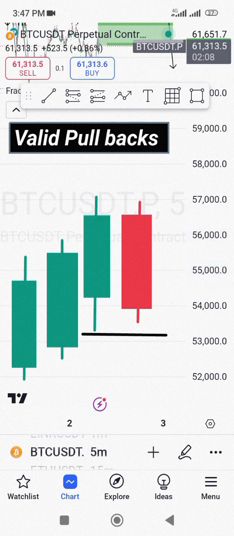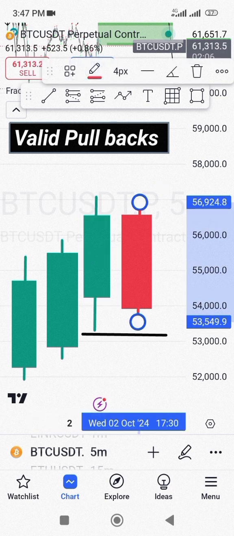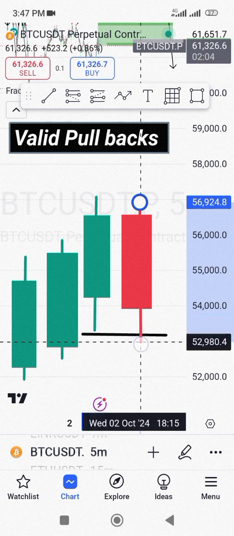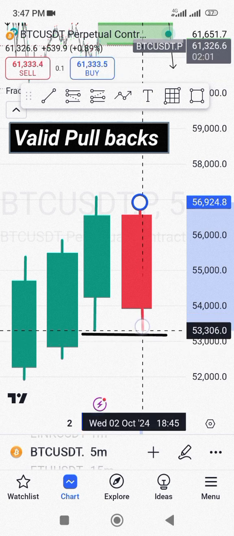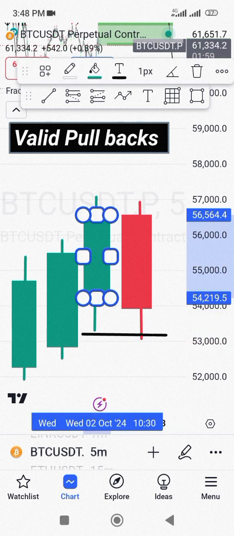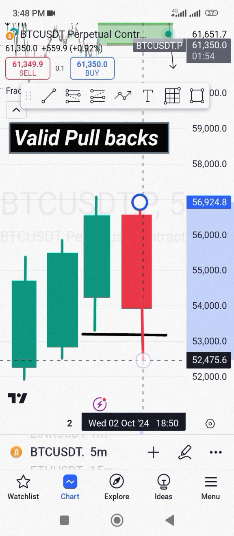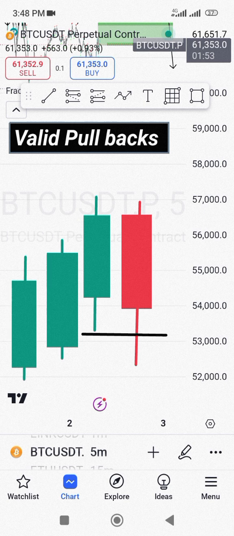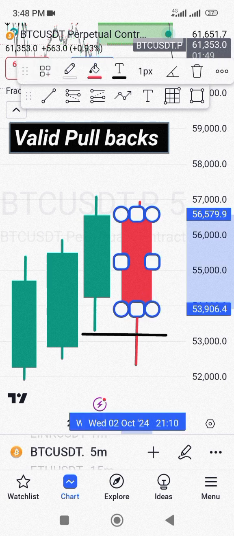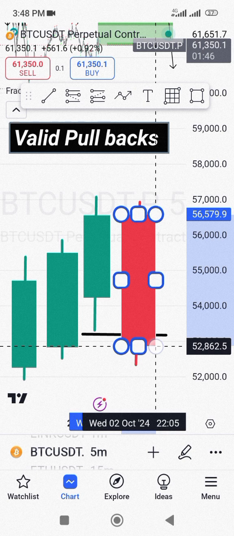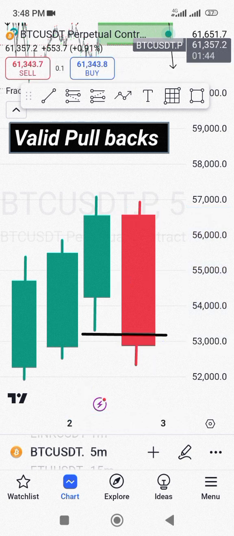So for this pullback to be valid, it has to break below the low of this highest candle. So now if we have something like this, that is a valid pullback. It can break below with the wick and it can break below with the body. Whichever the case, it is a valid pullback.